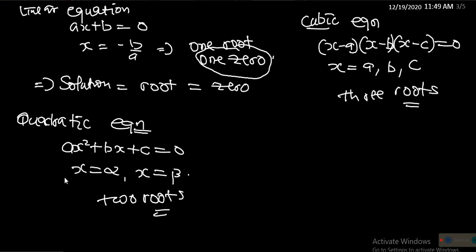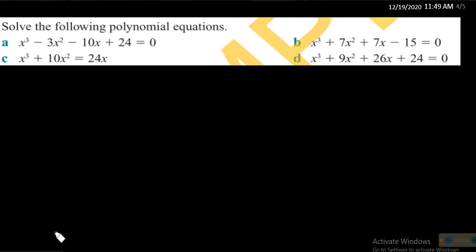So let's see further examples. Example number 1. Solve the following polynomial equations. We are going to be using the factor theorem, what we have learned in the factor theorem, to solve the polynomials. We use the integral zero or the trial and error method to find the first factor, and then you use the division algorithm to find the other factors. Then you factorize, and from there you can get the zeros.